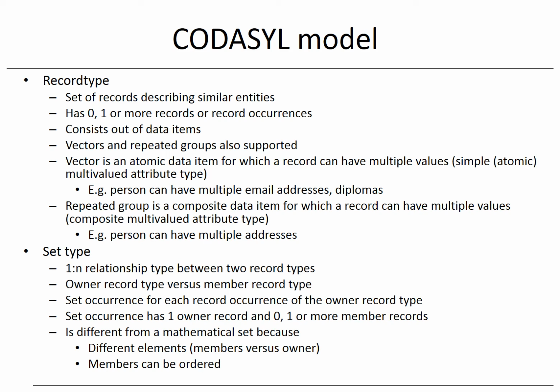The two key building blocks of the CODASYL model are record types and set types. Just as in the hierarchical model, a record type is a set of records describing similar entities. It has 0, 1, or more records or record occurrences. It consists of various data items. As an example, a supplier record type can have data items such as supplier name, supplier number, etc.